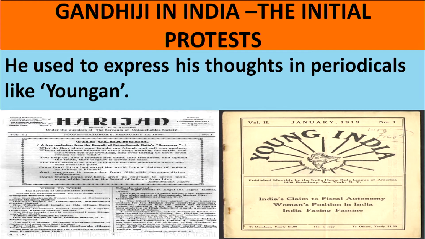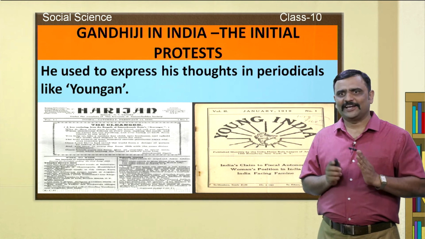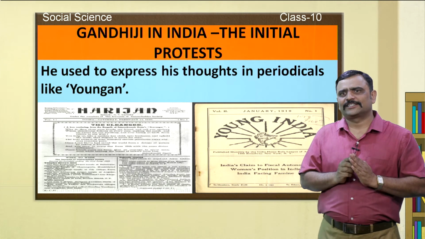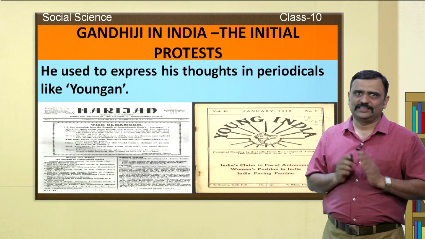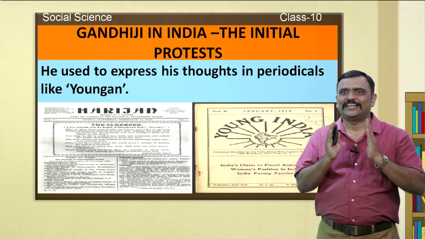He used to express his thoughts in periodicals like Navajivan, Harijan, Young India. Through these periodicals, he was successful in drawing the attention of not only the Indians, even the British. Thus, he devised a new system in the Indian freedom struggle, and through these periodicals, he was able to reach a large number of people across India, and especially the educated Indians, he was able to get their attention. Thus, he was successful in giving a new turn, a new way to the Indian freedom struggle.